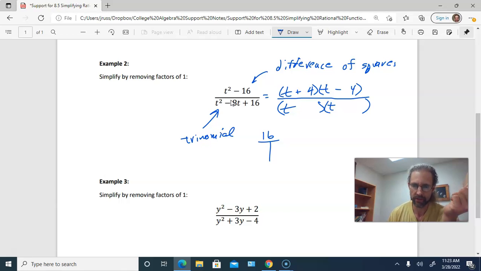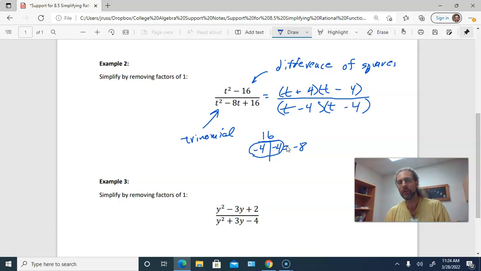Well, the only two factors are going to be negative 4 and negative 4. When you multiply these two negative 4s, you get a positive 16, and when you add them together, you get a negative 8. Okay, so these are the two numbers we're going to go with. So you just plug those into your binomial factors, and that's basically it.